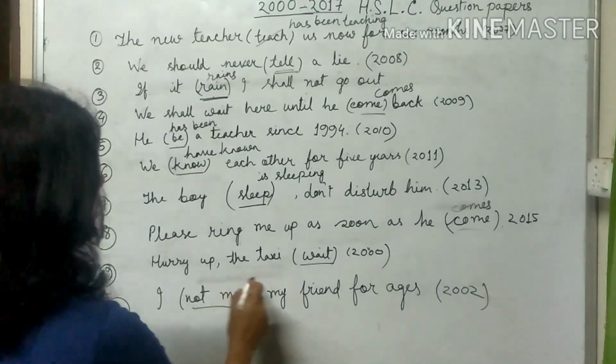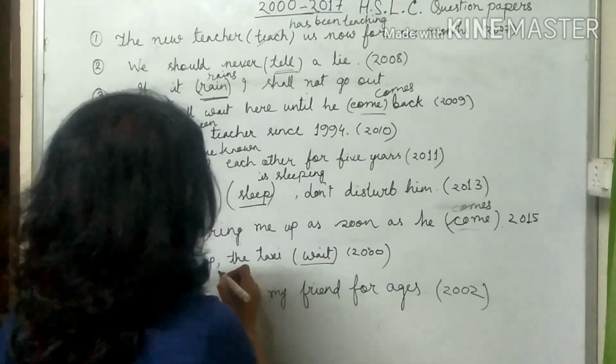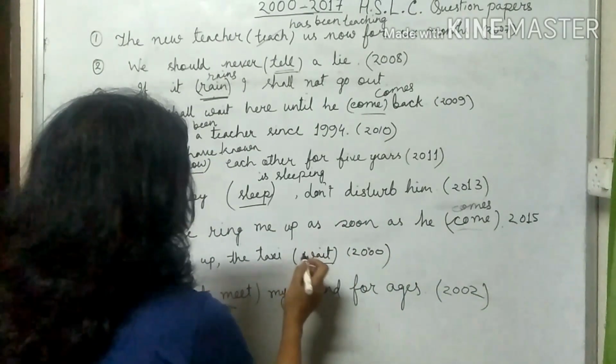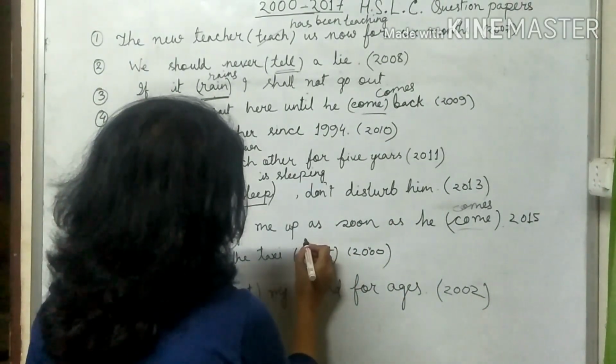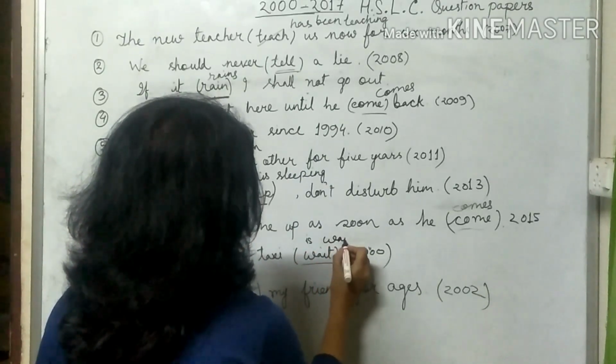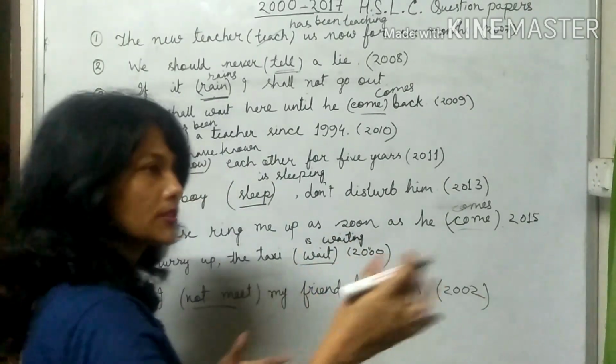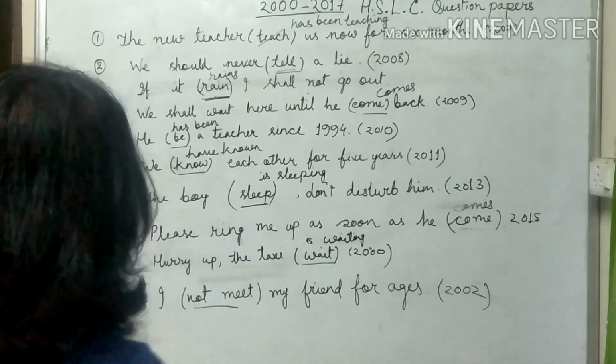Number 9. Hurry up, the taxi, wait. So you are asked to hurry up. So it must be in present tense. Present continuous. Is waiting. Hurry up. You are asked to hurry up because the taxi is waiting outside.